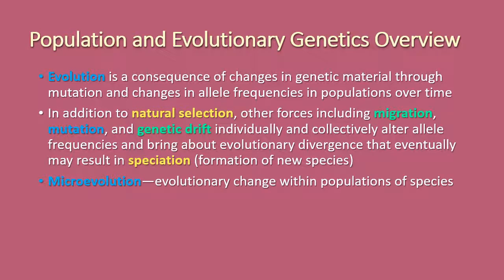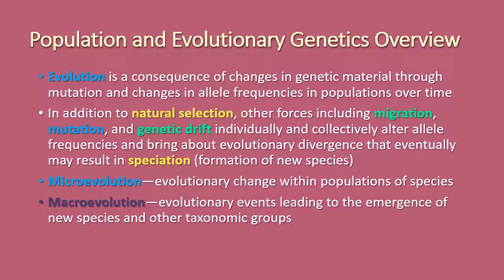There are two main fields of evolution. You have microevolution, which is changes that are occurring within a population or a species. Then macroevolution is larger evolutionary events that lead to the emergence of new species.